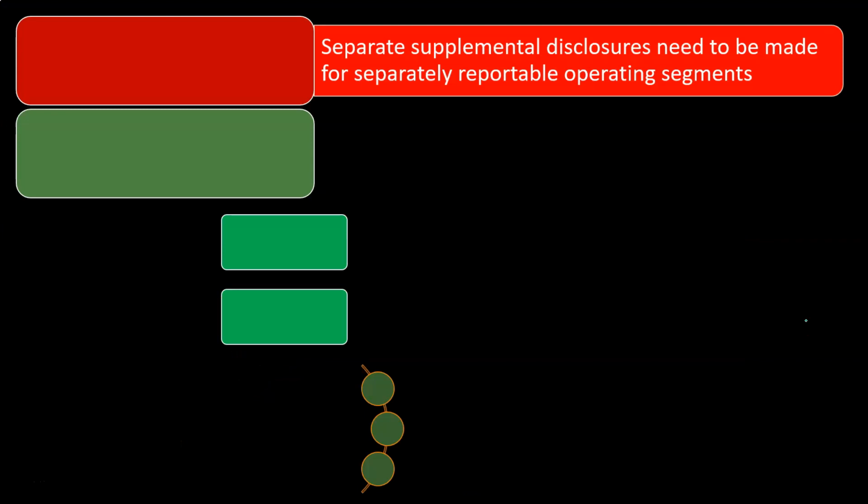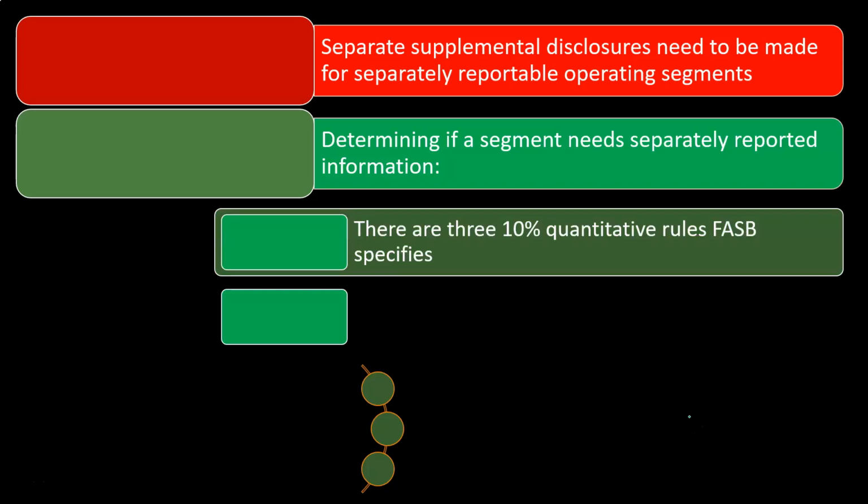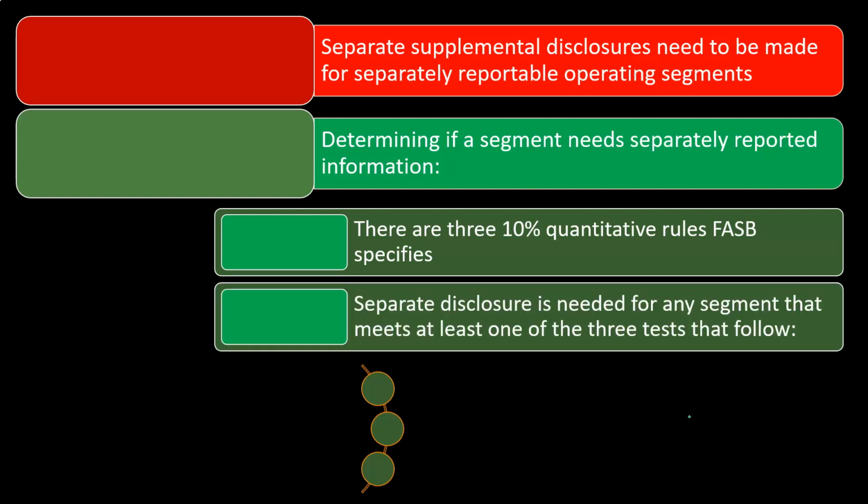Separate supplemental disclosures need to be made for separately reportable operating segments. So we've got these separately reportable operating segments. We have to then determine what type of reporting needs to be taking place for them. Determining if a segment needs separately reported information, there are three 10% quantitative rules FASB specifies. Separate disclosure is needed for any segment that meets at least one of the three tests that follow.